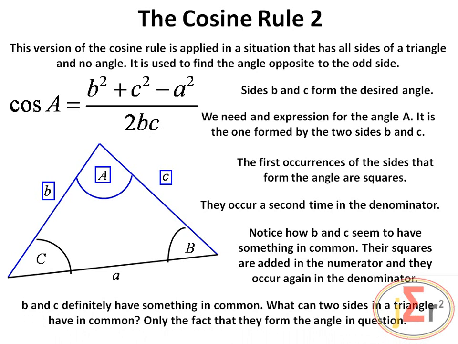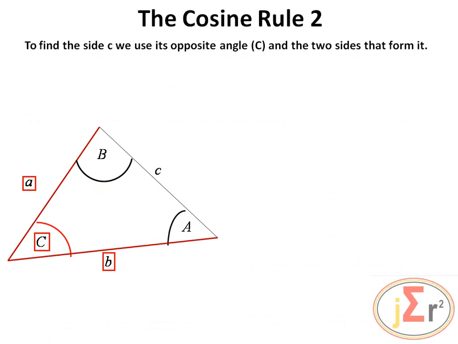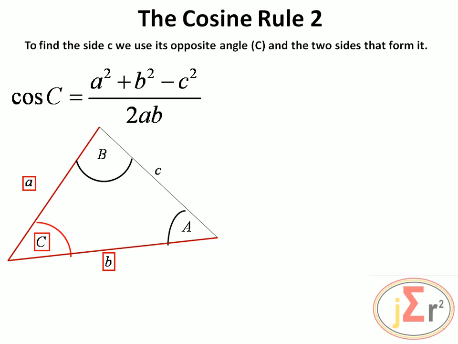What can two sides in a triangle have in common? Only the fact that they form the angle in question. So the two sides that you're going to add, and that are always going to occur again in the denominator, are the ones that form the angle. To find the side C, we use its opposite, angle C, and the two sides that form it.